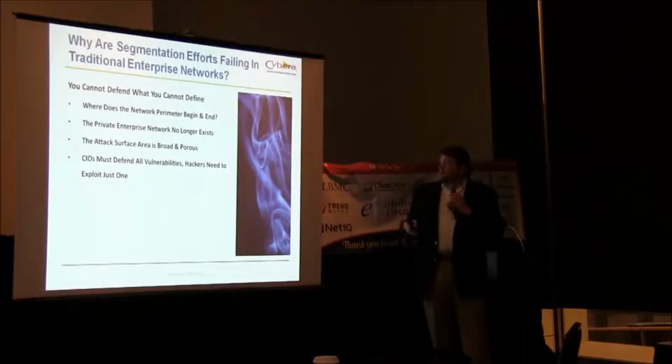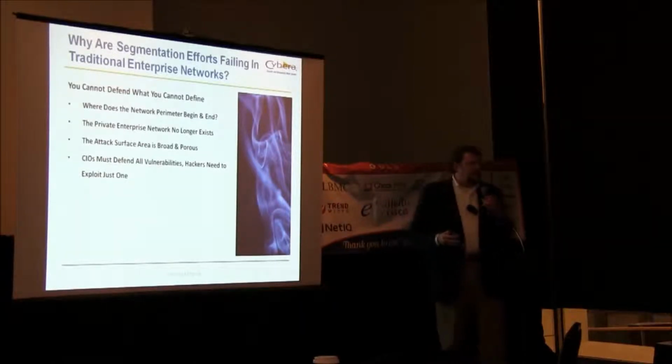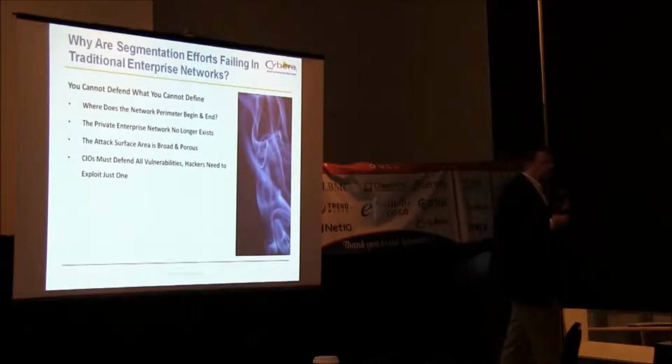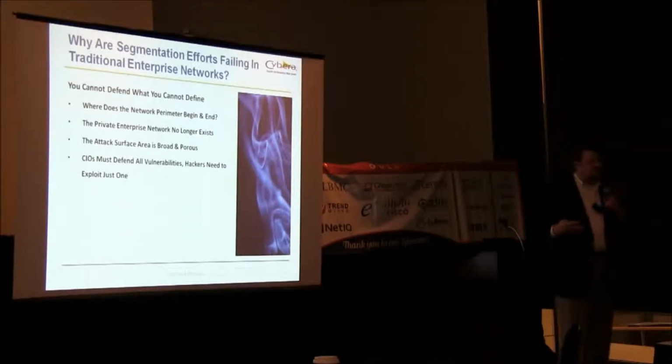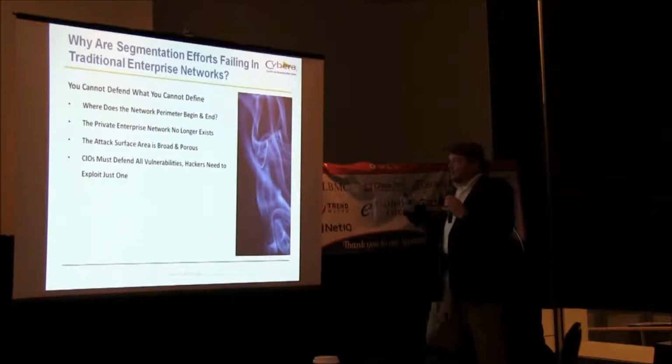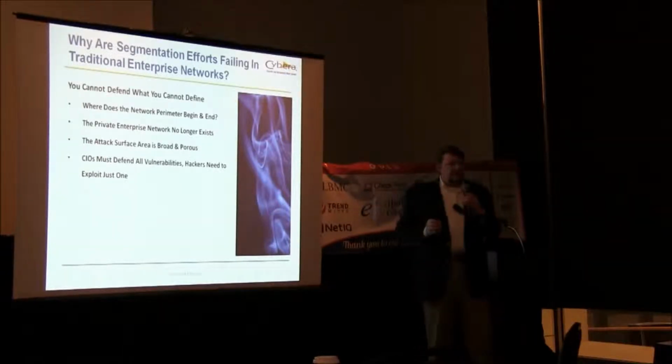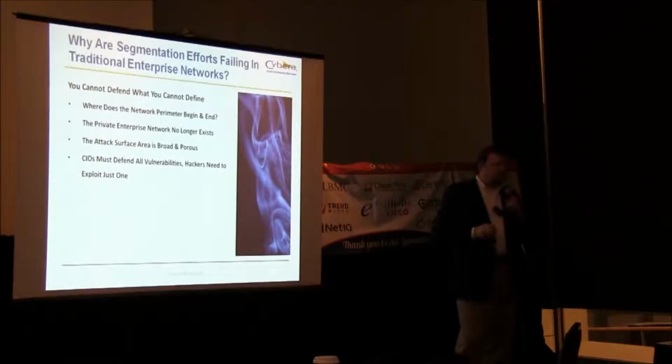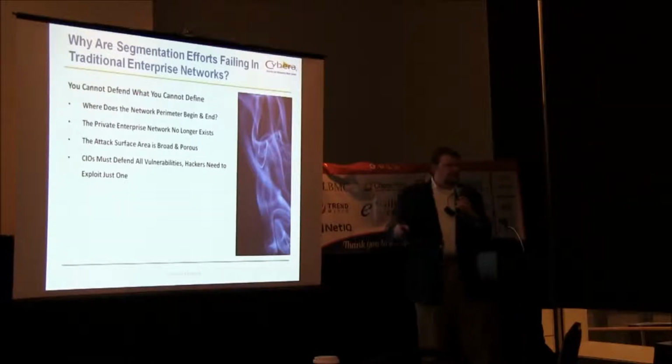The private enterprise network really no longer exists. And if we operate under the assumption that it does, we're operating under a false assumption, and you can't really face reality under that premise. The reality is the attack surface area is broad and it's porous. And the reality is that breaches will happen. You can't stop all breaches. They will happen.